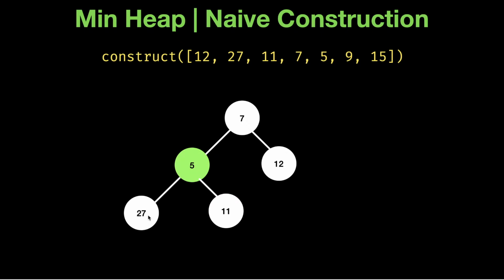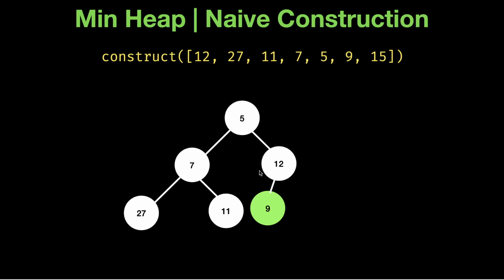5 goes upwards. Now in this subtree, all is good. 5 is less than 27, 5 is less than 11. But if we see the root node, 7 is less than 12, but 7 is not less than 5. So 5 needs to go up again. 5 less than 7, 5 less than 12, 7 less than 27, 7 less than 11. So yeah, heap invariant property is satisfied. We go to the next insertion.